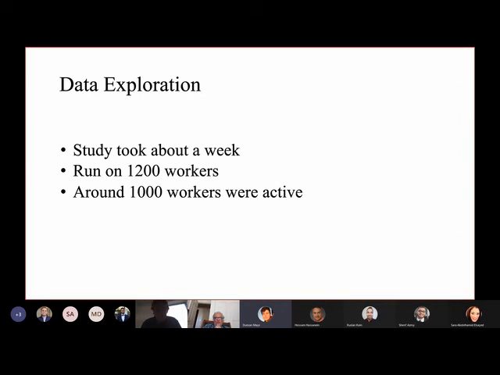So we've conducted this study over a course of about a week in the early summer. And in this study, we surveyed 1,200 workers, and around that time, only around 1,000 workers were active. So it's safe to say that we surveyed most of the workers that are active on DCP.